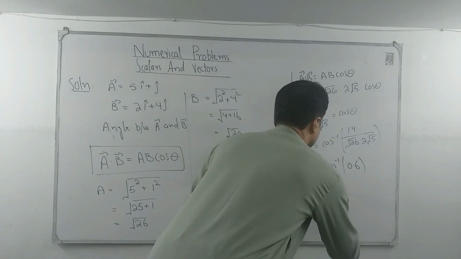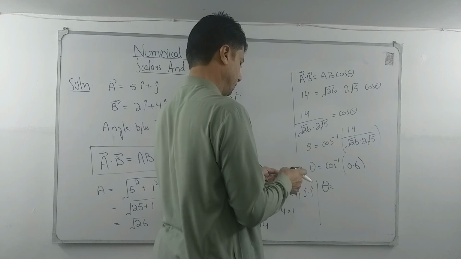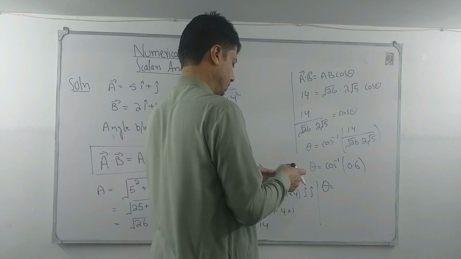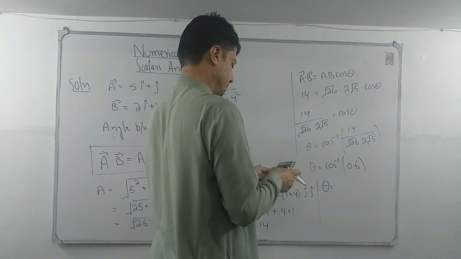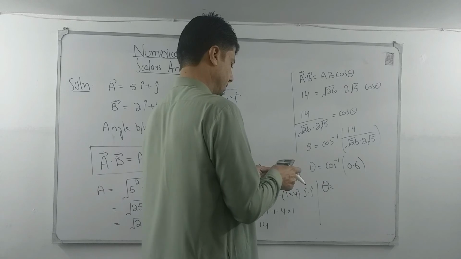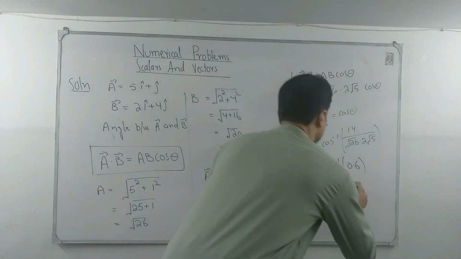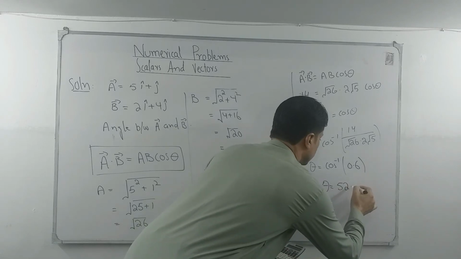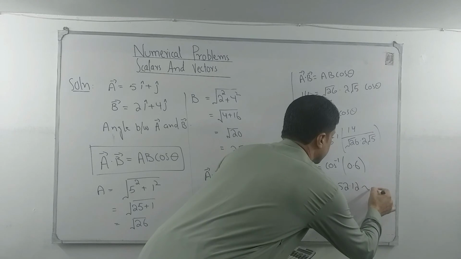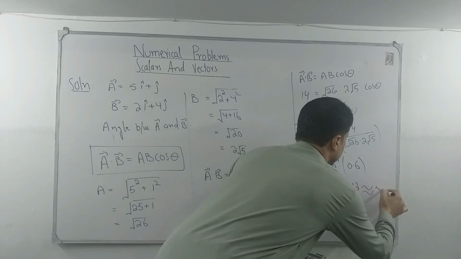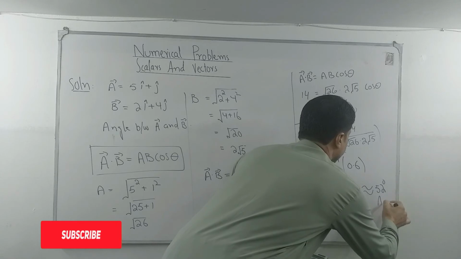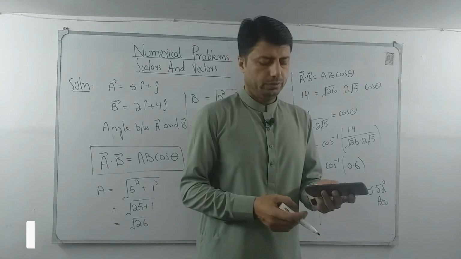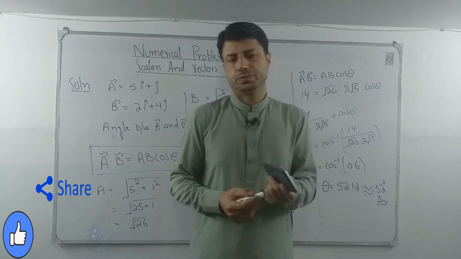Theta is equal to cos inverse 0.6, which is equal to 52.12, approximately. We will round it up to 52 degrees. The answer is 52 degrees, and this is the final answer of this question. We will solve the remaining questions in the next video. Thank you.